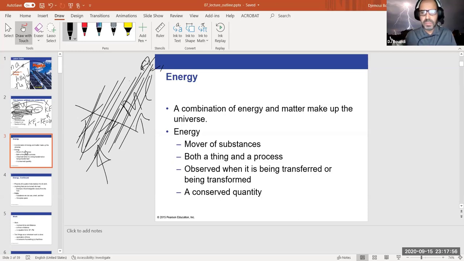There are two kinds of objects in the universe. Energy, which we cannot weigh, but we can measure it, we can transform it, and it's a conserved quantity just as much as inertia was when we dealt with it. Is this clear?